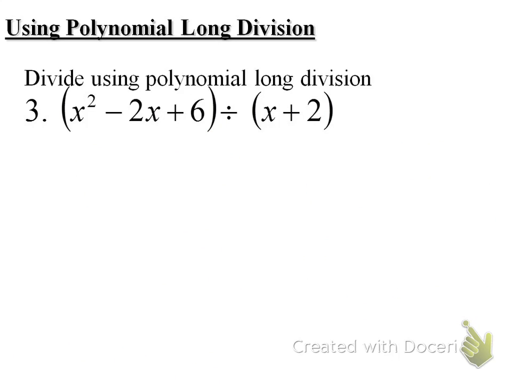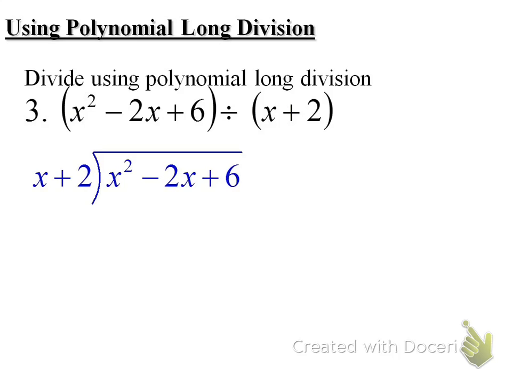We'll start to do them a little quicker because I think you guys are catching on. Remember, the first polynomial goes in the little box. The second one goes out front. We need to think of what we would multiply x by to get x squared. It would be x. So above the x column, you put your x term.